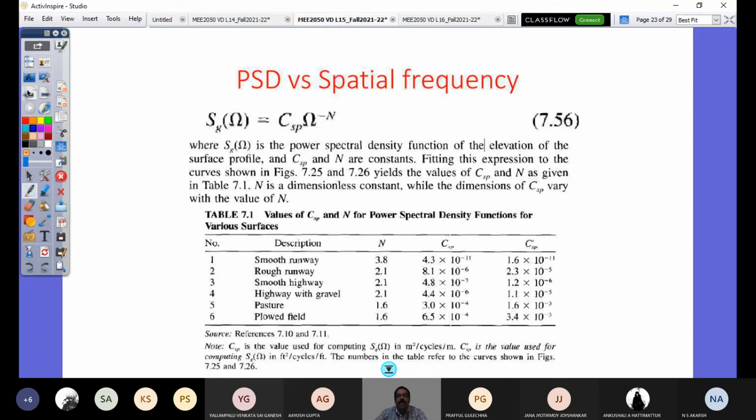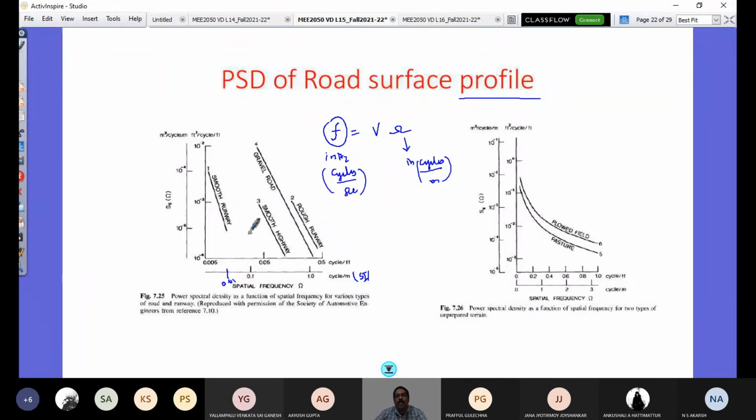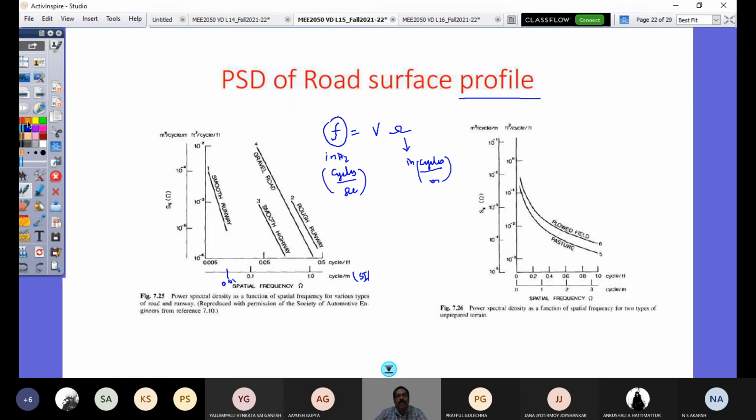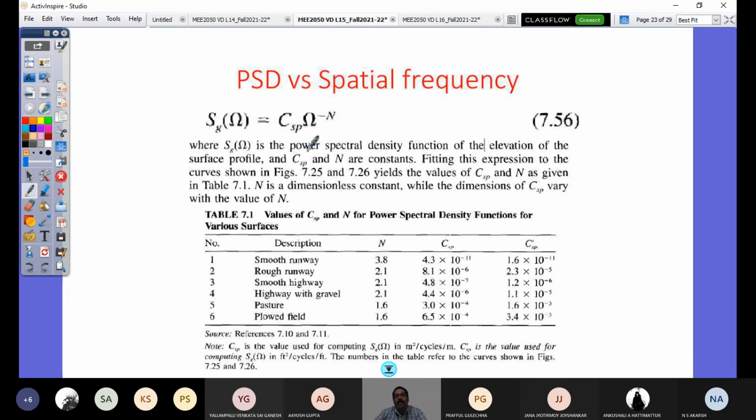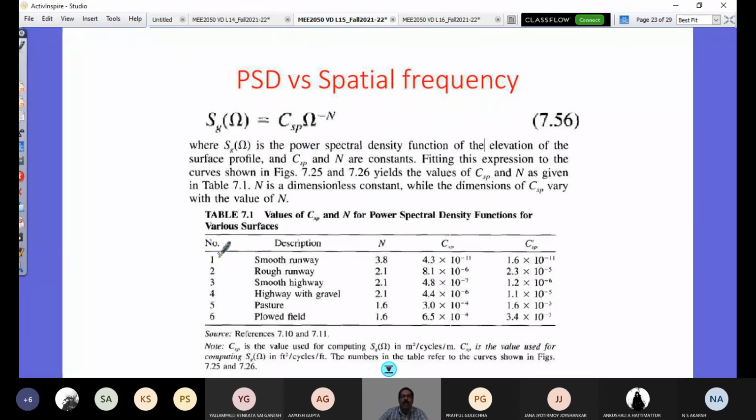It's all a line. So you may ask, how can I use this data? For that, you have this table and this formula. So these 6 roads are now given by this formula, SG of omega equal to C_SP omega power minus n. And you have described all the 6 roads here in this table 7.1, smooth runway to this all. So there is the n value of this formula, that's a curve fit. If this n value happens to be 3.8, then the first road is represented. If it is 1.6, then the 6th road, plowed field, is represented.